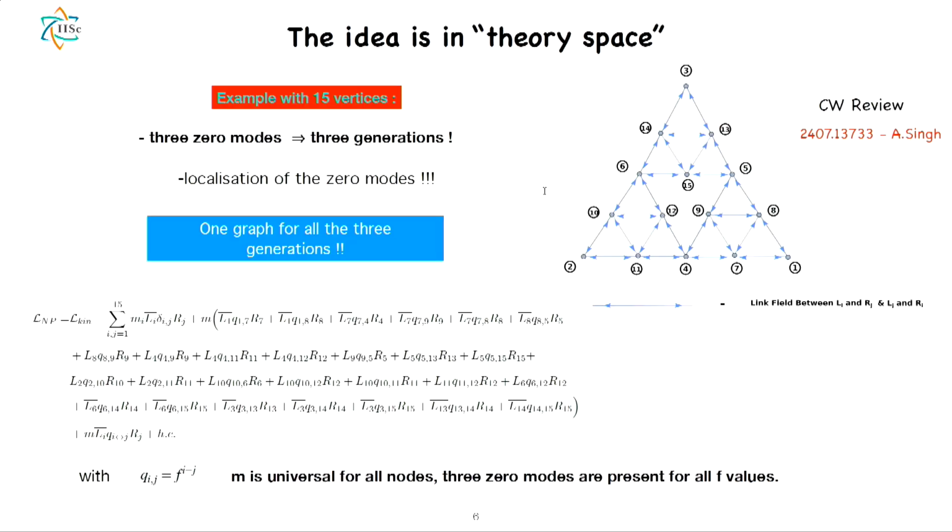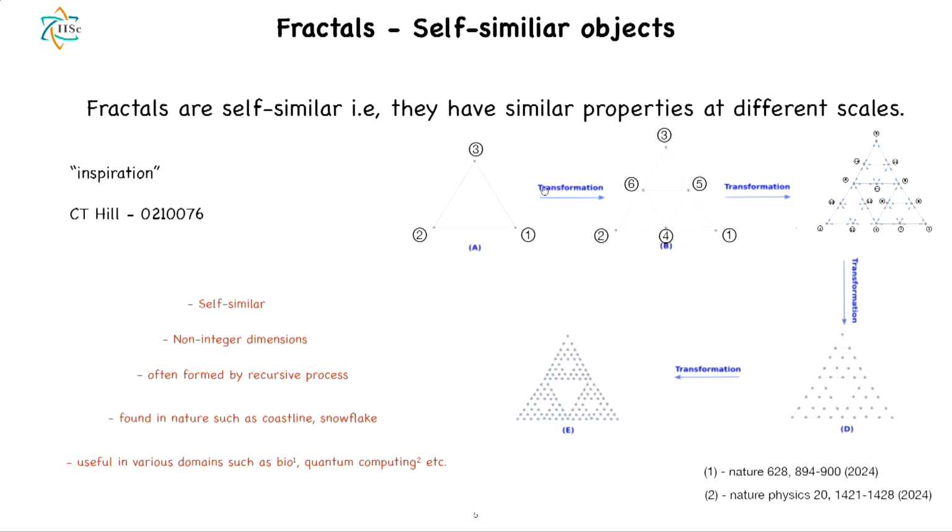So the idea that we are implementing in this project is we are taking the Sierpinski triangle as an example case. This is the triangle that is found after 2 iterations, the second one. So it has 15 nodes.